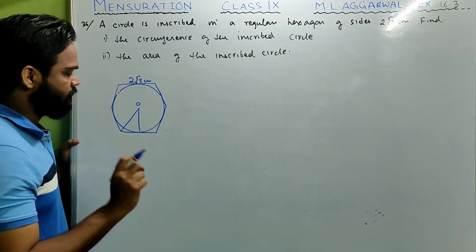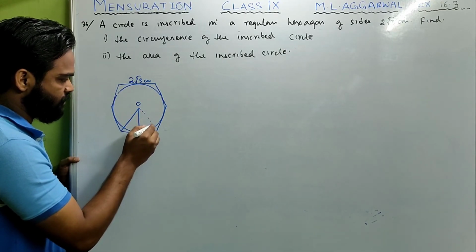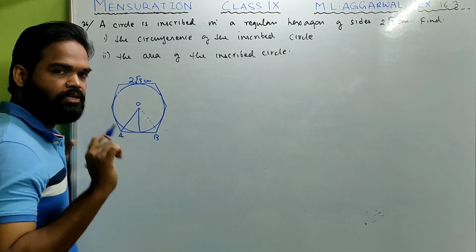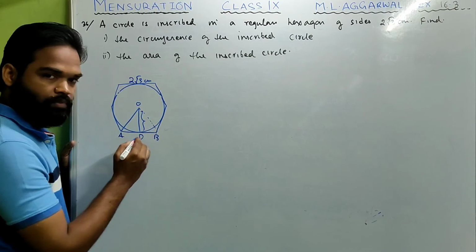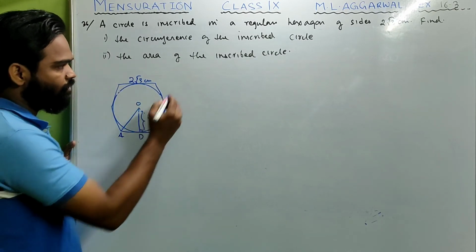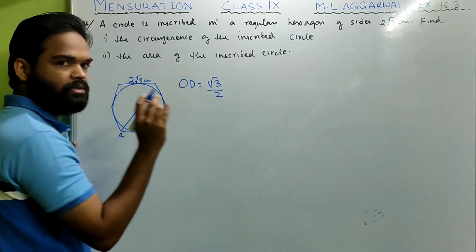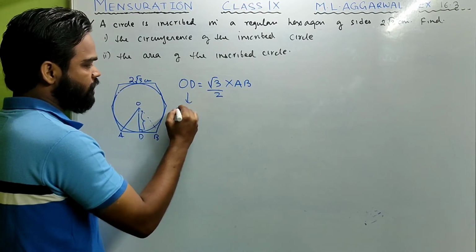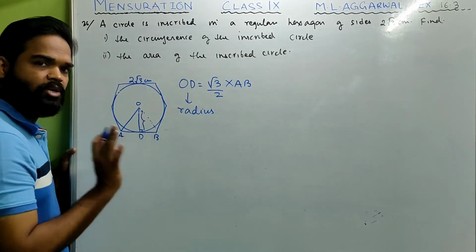Just remember one thing: in case the circle is inscribed in a regular hexagon, then look, OAB is an equilateral triangle and the radius, suppose OD, in this case is nothing but the altitude of the equilateral triangle. So what will be OD? Root 3 by 2 into the side of that equilateral triangle, which is AB. This is the radius, remember that? We have done earlier how to calculate the altitude in the equilateral triangle.